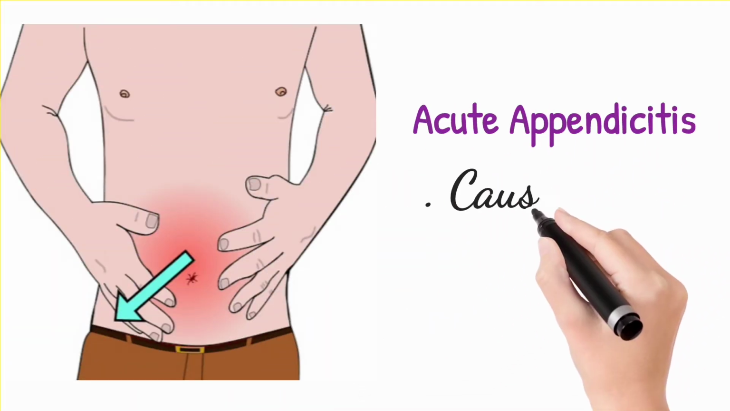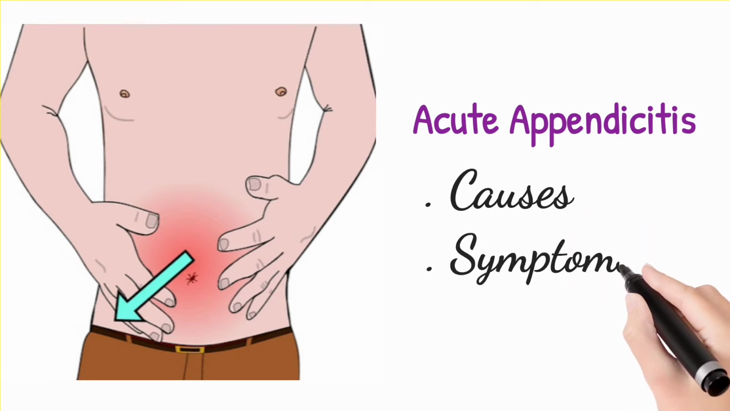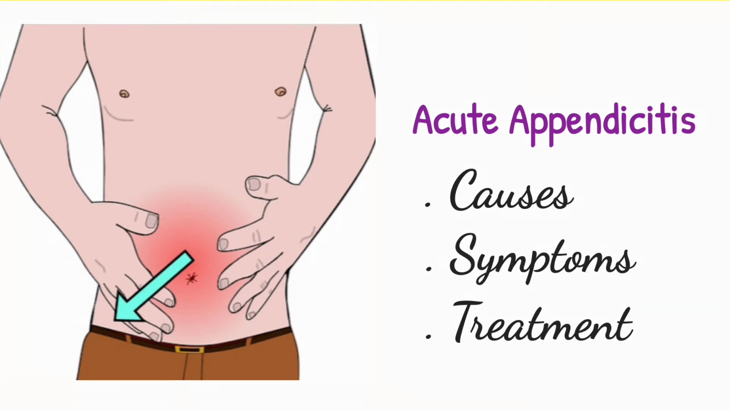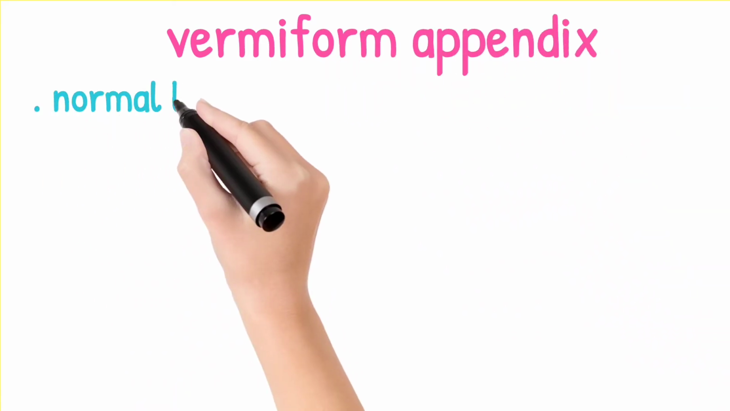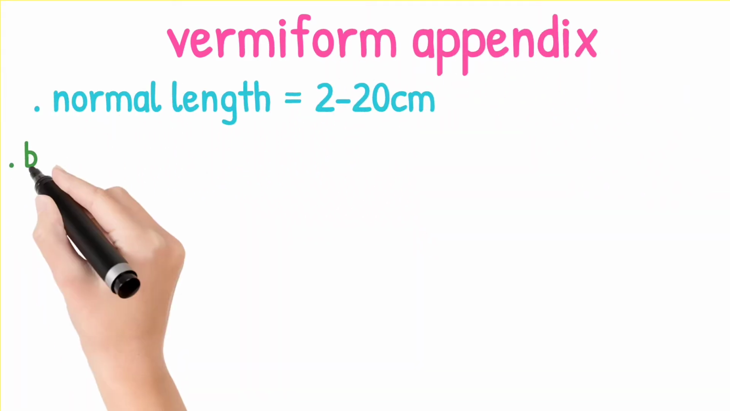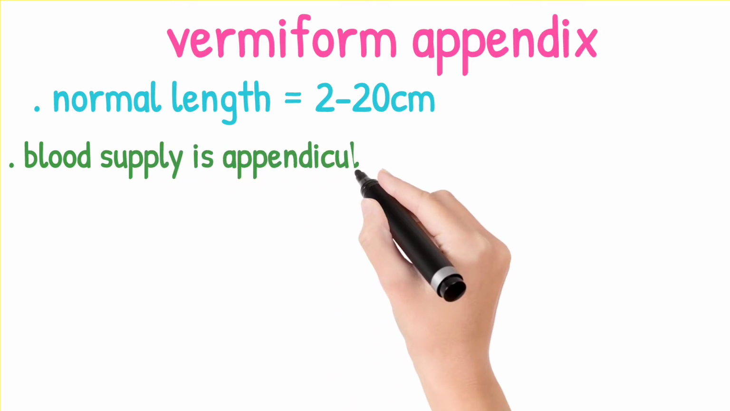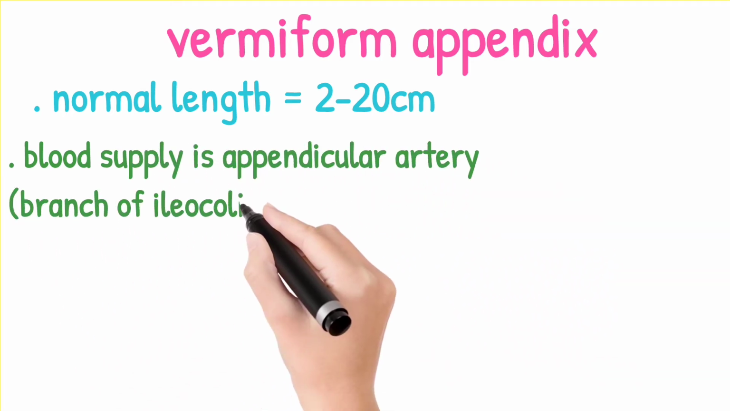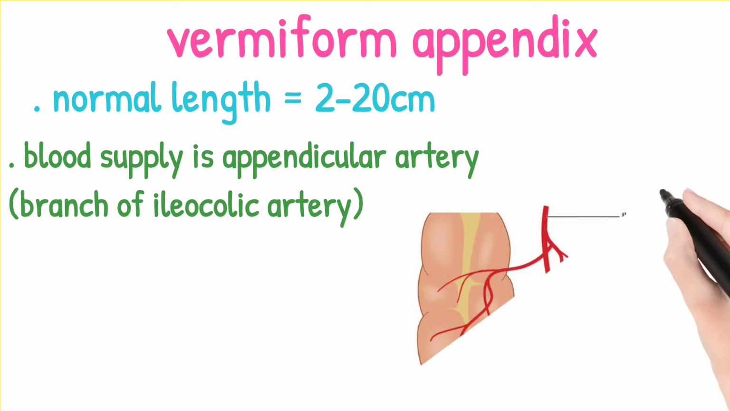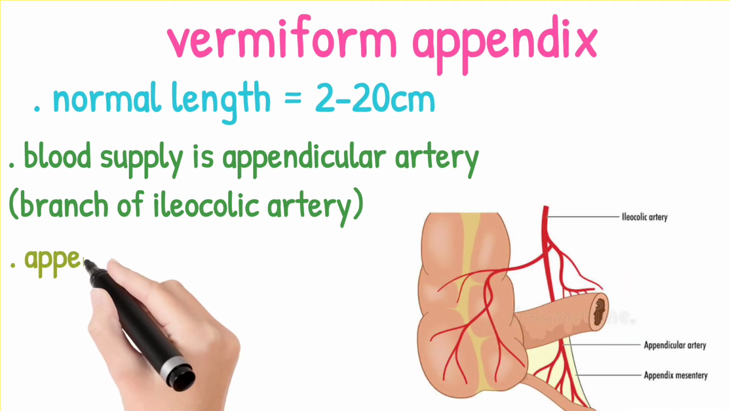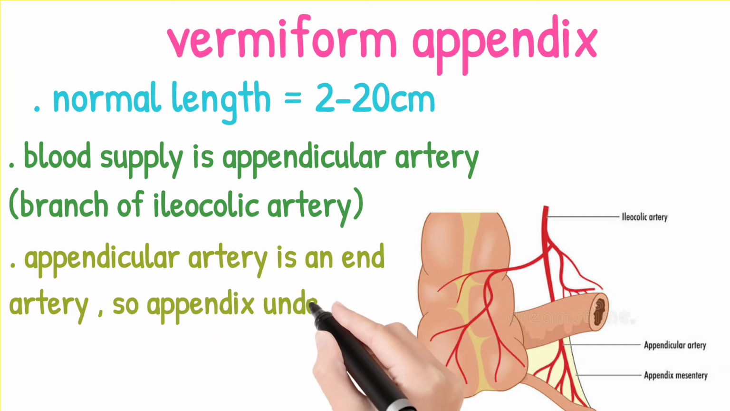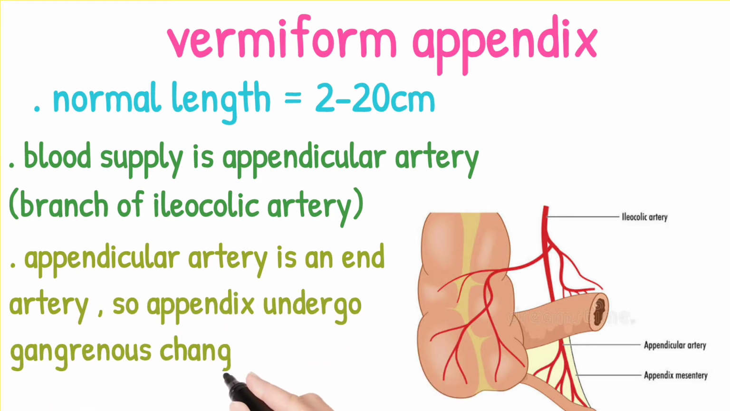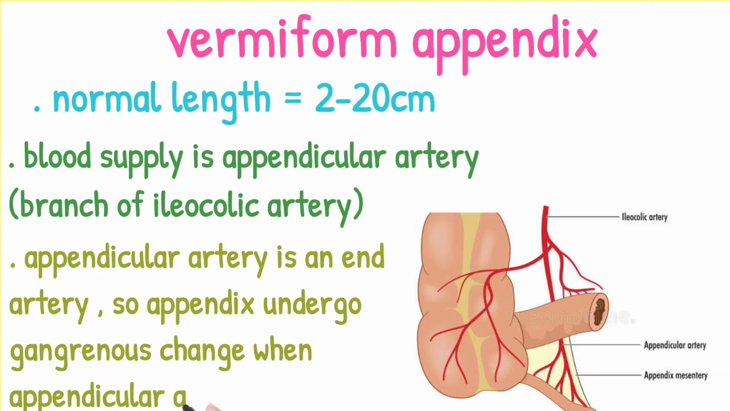Today we will learn about acute appendicitis, its causes, symptoms, and treatment options. Now, what is vermiform appendix? It is a vestigial organ. Its normal length is about 2 to 20 centimeter. Its blood supply is appendicular artery, which is a branch of ileocolic artery. Appendicular artery is an end artery, so appendix undergoes gangrenous changes very easily when this artery is compromised.